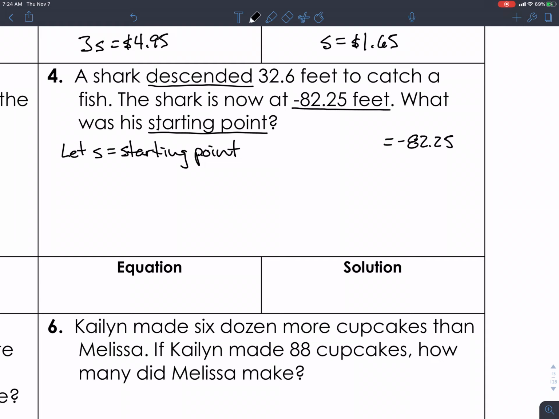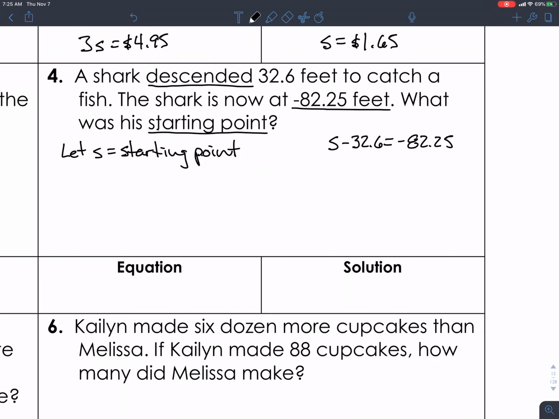Well, we've got to figure out where he started. Now this is going to be kind of interesting. He started at some point. We don't know what it is. He went down 32.6. So if they're using negative 82.25 for his final depth, then when he descended, that means he went down. That's a negative 32.6.